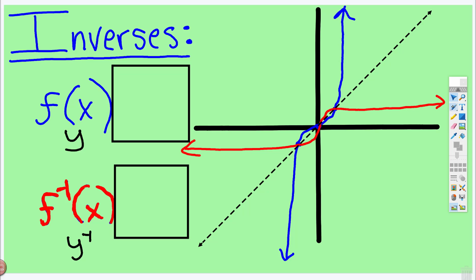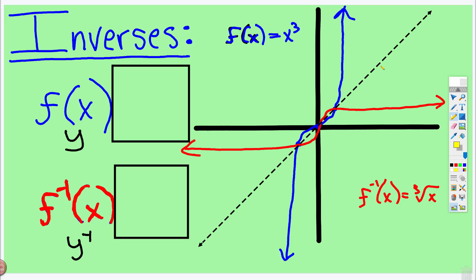So the original function is in blue. F of x is equal to x cubed. And then the red function is the inverse. Well, look at that, that's the cube root of x, right? The inverse of cubing is cube rooting. Graphically, look at what's happening.